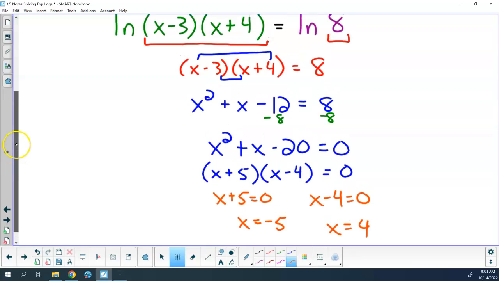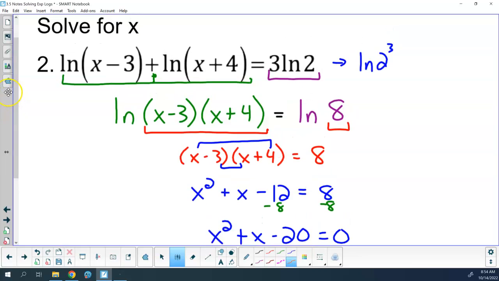Going back and checking them, my answers were negative 5 and positive 4, right? If I plug negative 5 into the first term, I get the natural log of negative 8. Why can't I do it? Can't have a negative argument. Yep. So negative 5 gets rejected, just based off of that. Thrown out. It's extraneous.